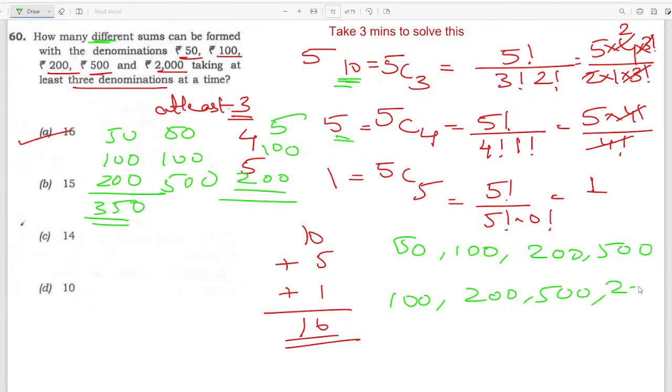500 and 2000. But I would not suggest you write down every combination like this, because if the count is close to 10 or less than 10, you can just write it down. But if it's more than 15 or 20 or 25, 30, using the formula is better. So here you are just choosing 3 out of these 5. Then out of the 5, we are choosing 4 types of denominations. And then the last one is out of 5, we are using all the 5 denominations.